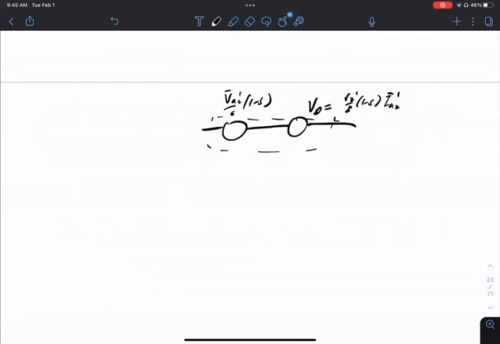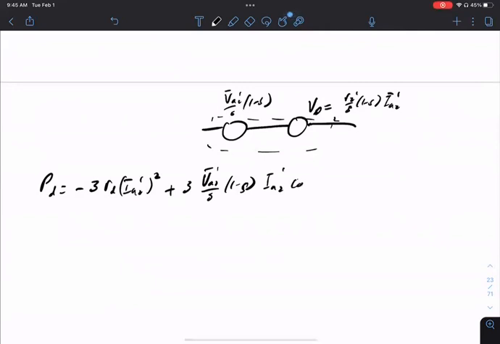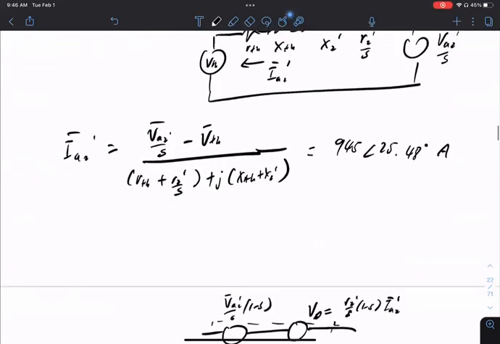So we can go back and look at our equations. This developed power PD is minus 3 RD IA2 prime squared plus 3 VA2 prime times S over (1 minus S) times IA2 prime cosine theta R. Okay, so this is our calculation, right? So the first part is pretty easy. We know what RD is, we know what IA2 is, we just computed. The second part is a bit more interesting.